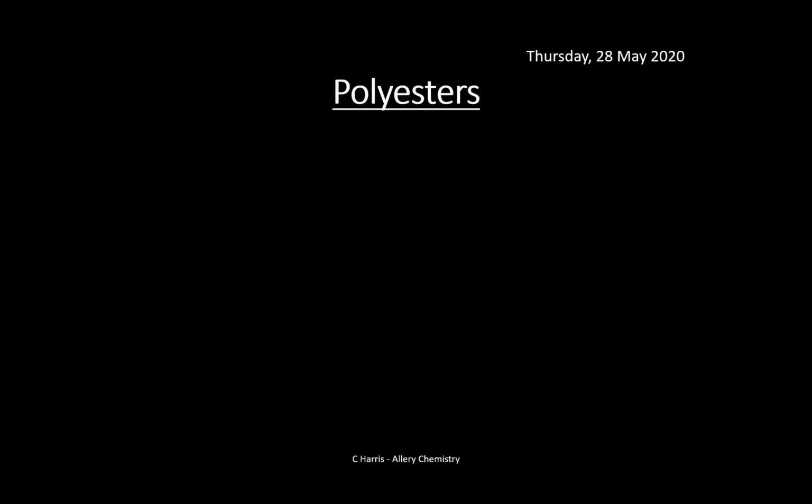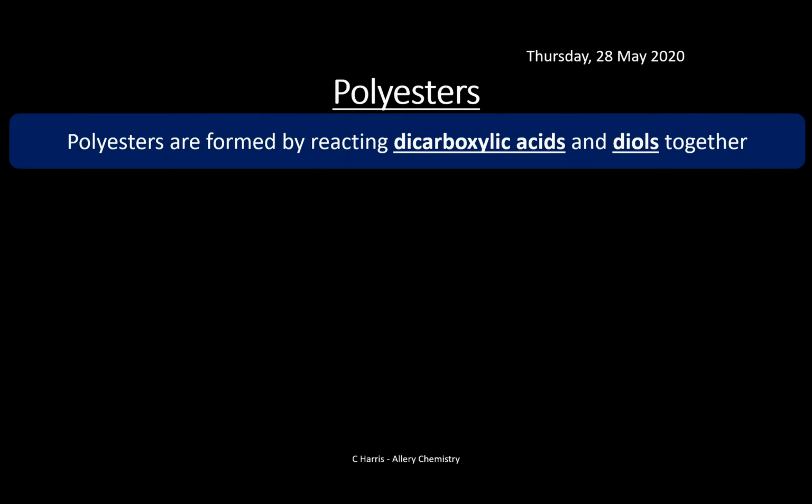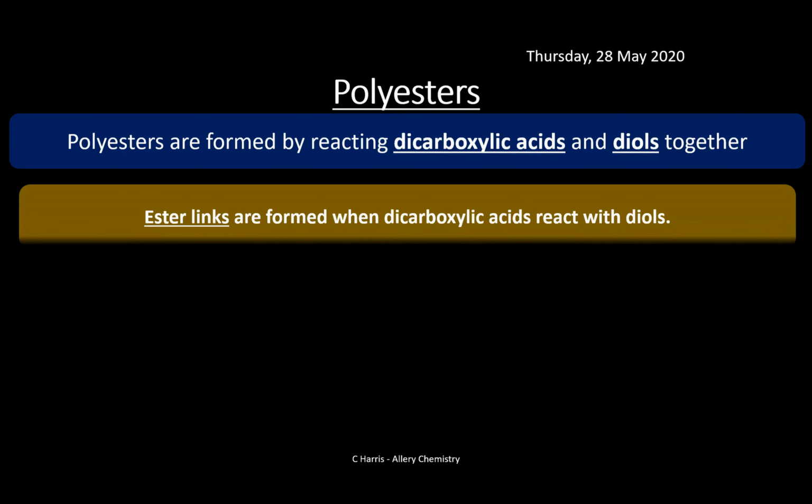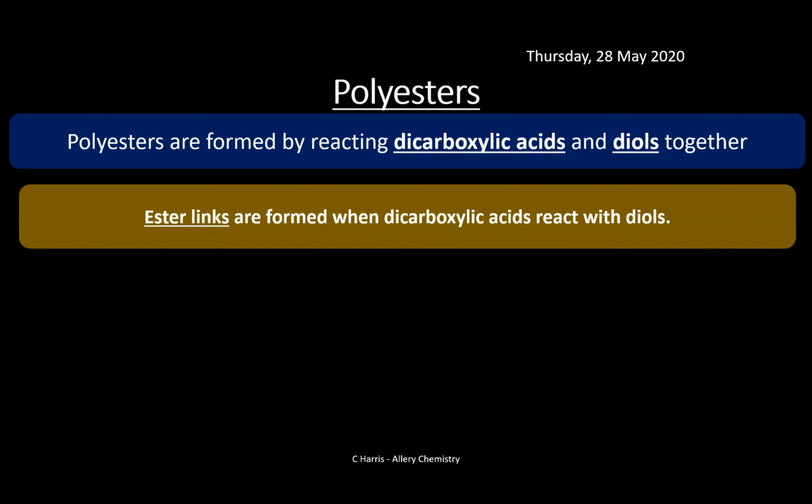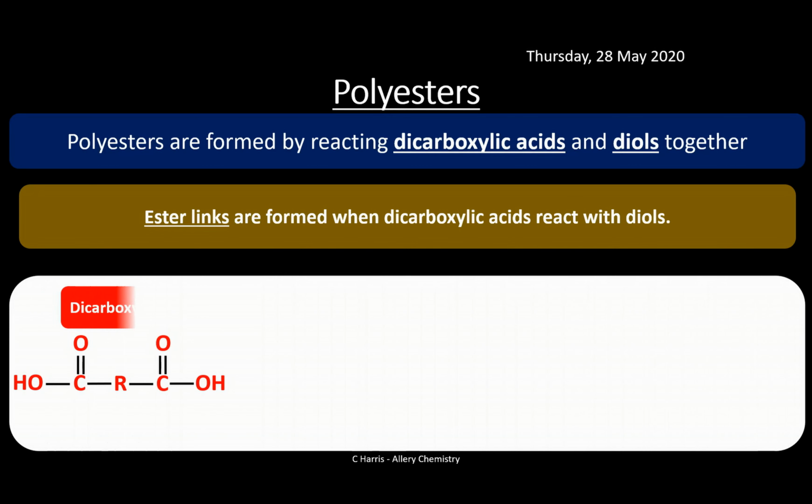Okay, so let's look at the other type of condensation polymer, which are polyesters. Now, we've seen, obviously, polyamides, so we're going to build on this and look at polyesters. So polyesters are formed by reacting dicarboxylic acids and diols together. Remember, to form an ester, you react a carboxylic acid and an alcohol, and that forms your ester. So ester links are formed when we react these together, and so let's have a look.